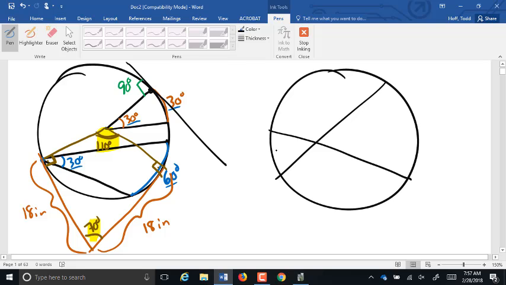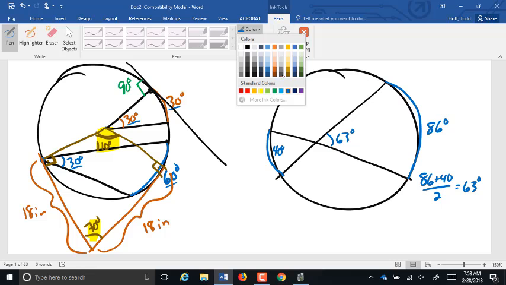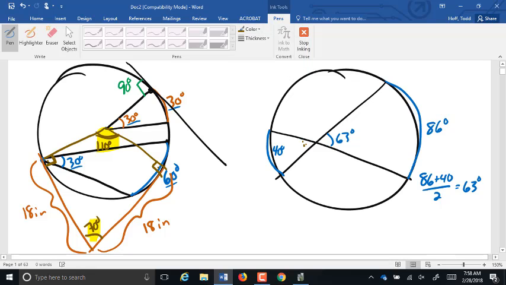If I have this arc here is 40 degrees, and this arc over here is 86 degrees, what's this angle? I add them together and divide by 2, right? So that gives me 63. That's a 63 degree angle. This is 63 as well, yep.